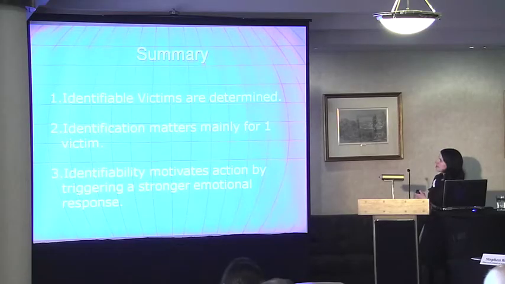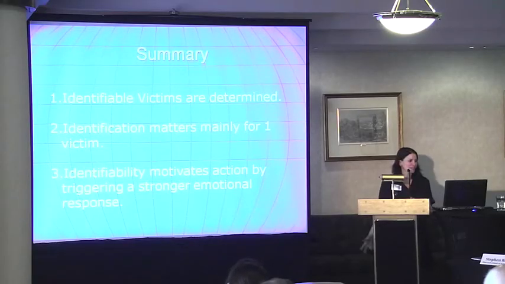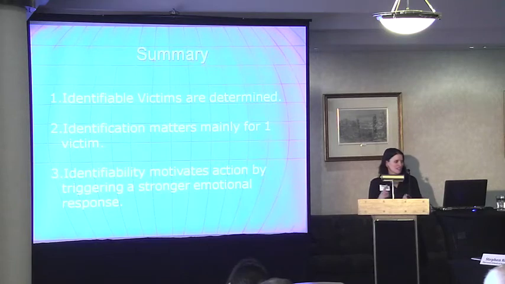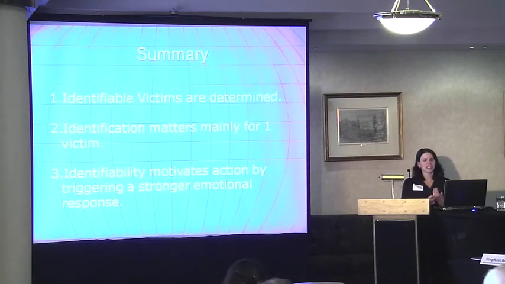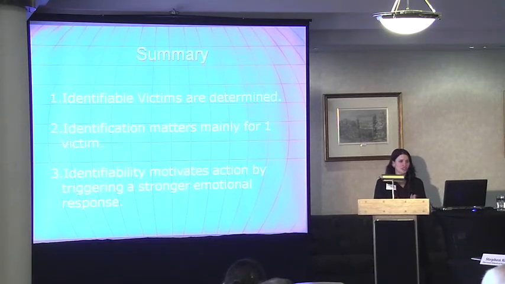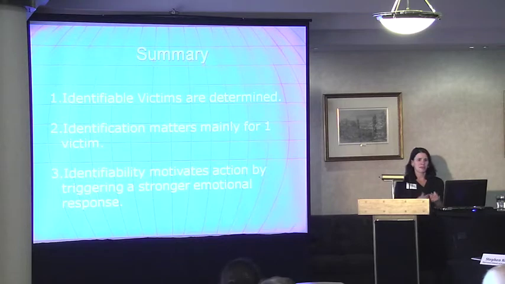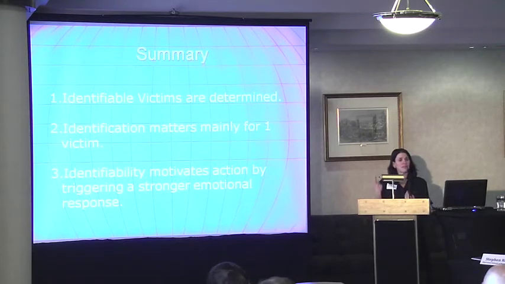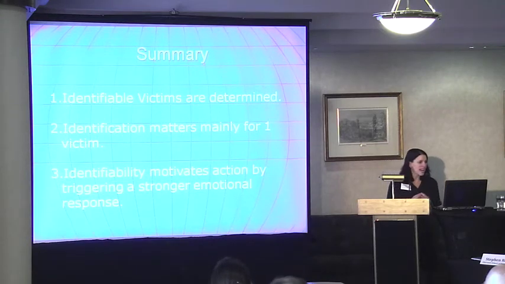Okay. So just to summarize what I've talked about, these 3 points: what is the psychology of the identifiable victim? Well, an identifiable victim has been determined, whereas statistical victims are yet to be determined. And even in that simple, weakest form, we see this effect on caring. Identification seems to matter mostly for one victim, not a group. And identifiability motivates action by triggering this strong emotional response, whereas statistical information is demotivating.